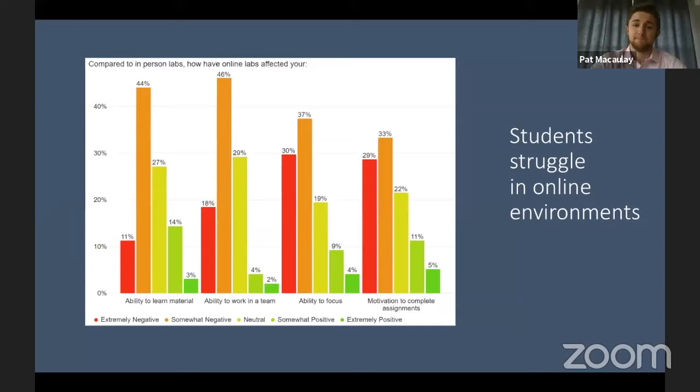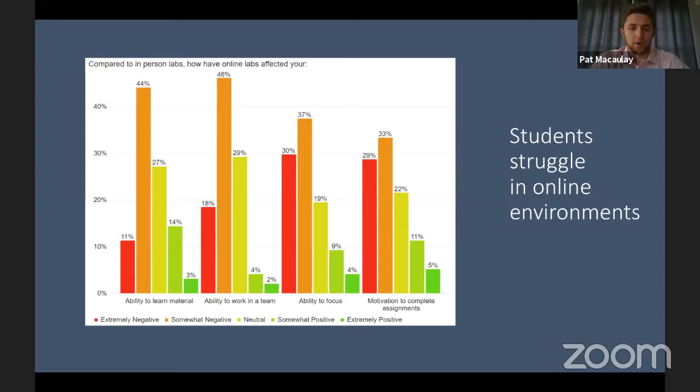Our survey also investigated four variables to gauge students' opinion on their performance in online classes, which are ability to learn material, work in a team, focus, and their motivation to complete assignments. And as you can see by the orange and red bars, every variable had over a 50% negative response, which shows how students really didn't like how the shift to remote learning affected their performance in their classes.